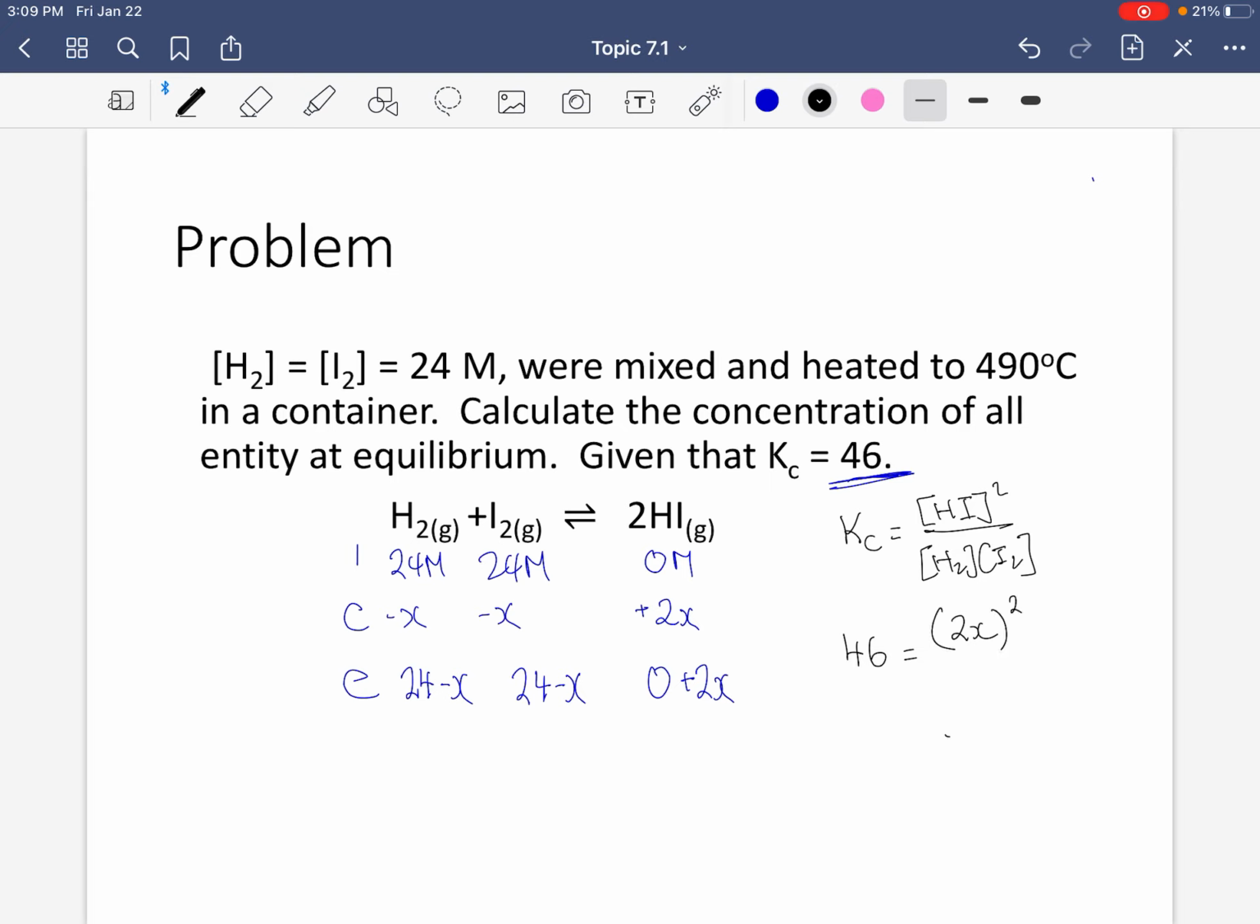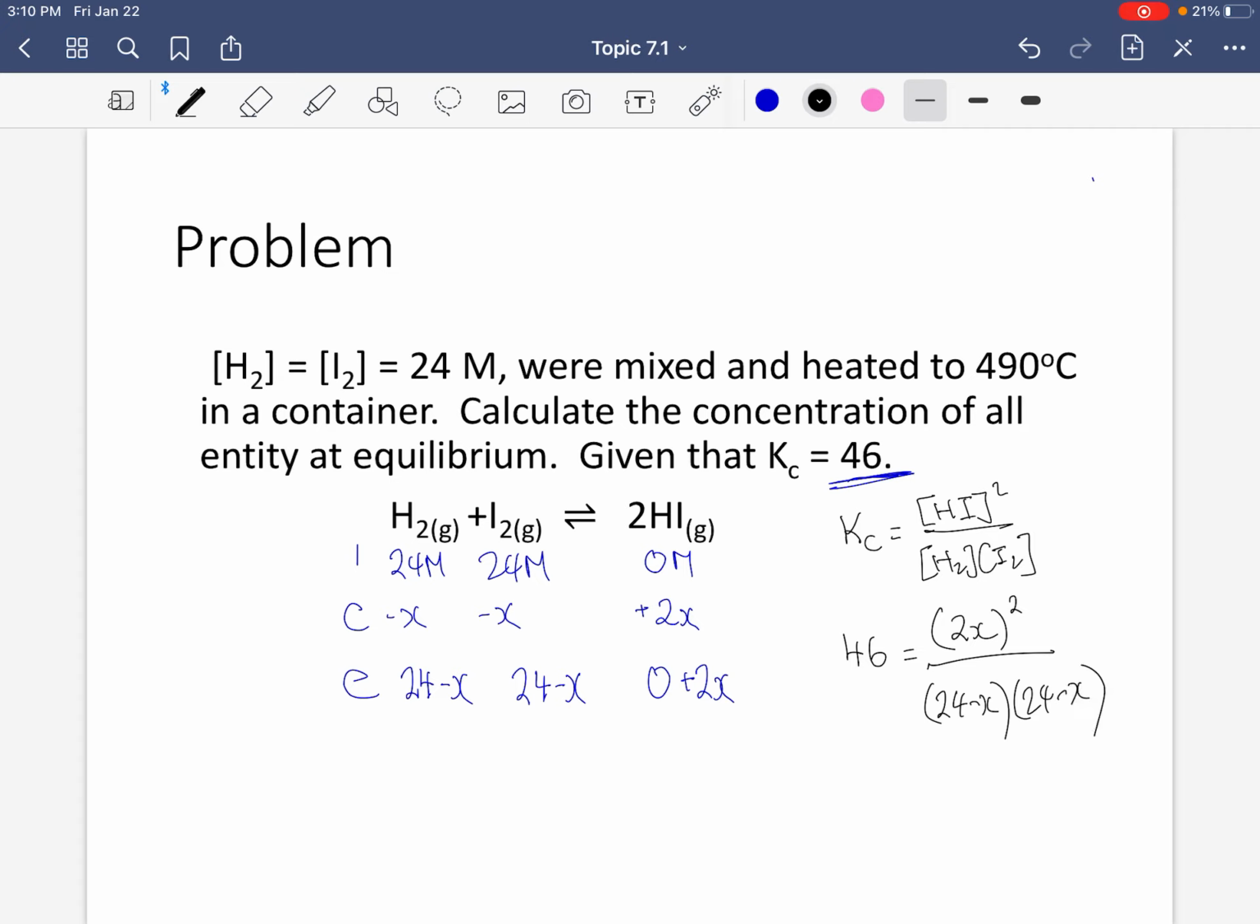Oh, be careful here, eh? A lot of students do this, 2x squared. No. That's not the same thing as this. You should know that. If anything, this is actually 4x squared, divided by H2, which is 24 minus X, times I2, which is 24 minus X.